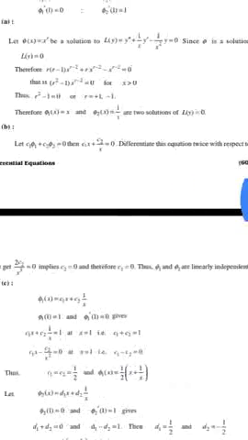Let c1 phi 1 plus c2 phi 2 is equal to 0. Then c1 x plus c2 (1/x) is equal to 0. Differentiating this with respect to x, we get 2 c2 divided by x cube is equal to 0. This implies that c2 is equal to 0. Therefore c1 is equal to 0. Therefore phi 1 and phi 2 are linearly independent.